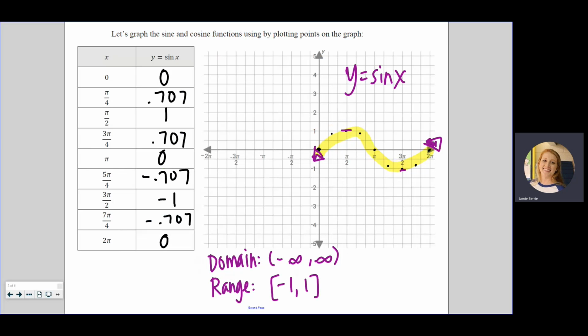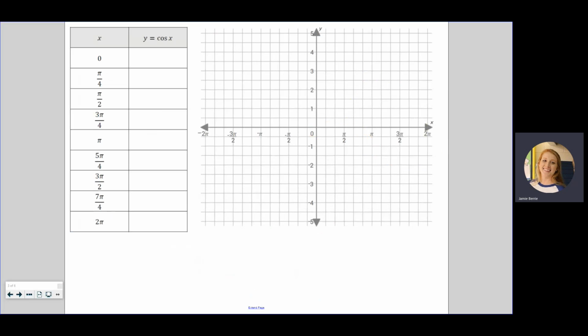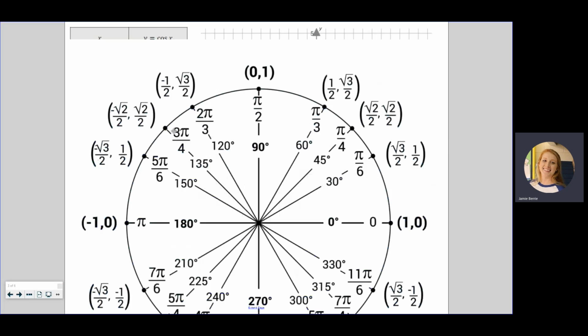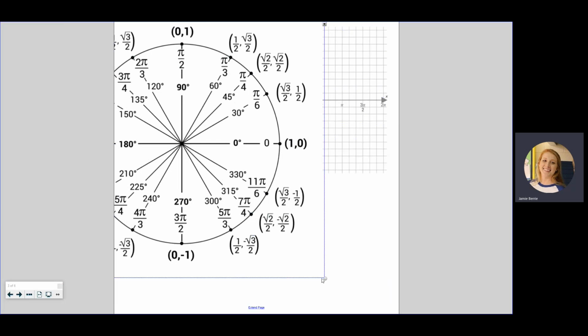All right, so that'll come up again in section 7.6, so just wanted to point that out. Okay, graph of cosine, very similar. We're just going to use our unit circle. Let's see. We'll make this smaller, and then we will start writing down some function values.